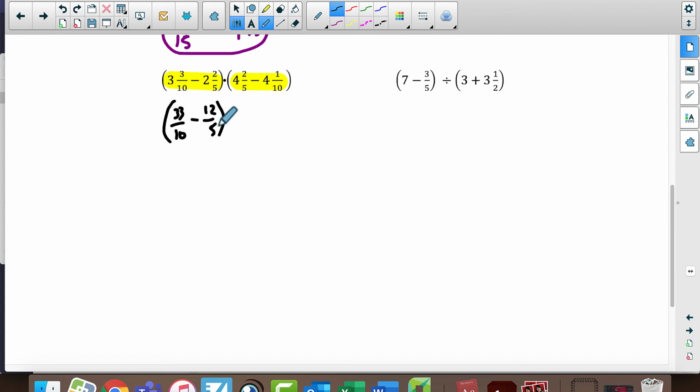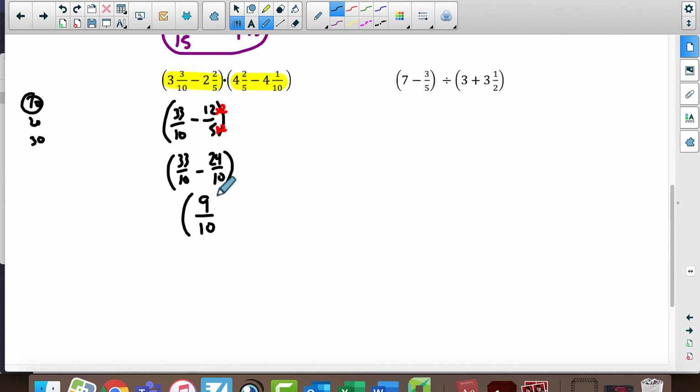And what we need to do is get common denominators, because we're subtracting. So if we count by 10, 10, 20, 30, does 5 go into 10? It does. So that's our lowest common denominator. So why don't we keep the first one, 33 over 10, but now our second fraction we have to multiply by 2 and multiply by 2. So your second numerator is 24. Now we can subtract. 10 stays the same on the bottom, and 33 take away 24 is 9/10.